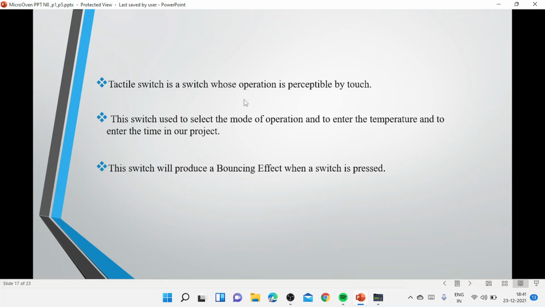A tactile switch is a switch whose operation is perceptible by touch, meaning it is sensitive to touch. According to our need, we have to click this switch. This switch is used to select the mode of operation and to enter temperature and time in our project. At the end I will show the demo, then you will get a clear idea. We have to choose 1, 2 like that in order to choose the modes, select the time, and set the temperature also. This switch will produce a bouncing effect when pressed.